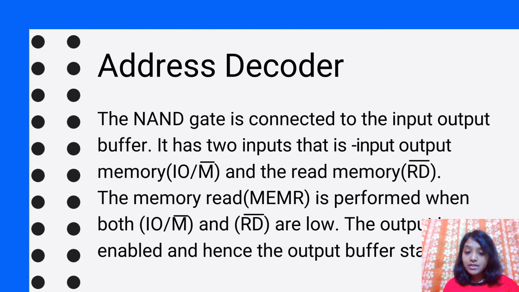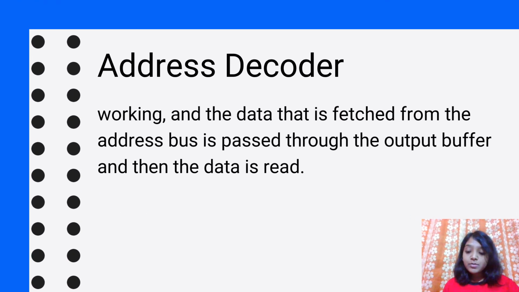We saw that below there was a NAND gate that was connected to the input-output buffer. It has two inputs, that is input-output memory and the read memory. The memory read MEMR bar is performed when both IO/M bar and RD bar are low. The output is enabled and hence the output buffer starts working and the data that is fetched from the address bus is passed through the output buffer and then the data is read. So this is the working of the address decoder.